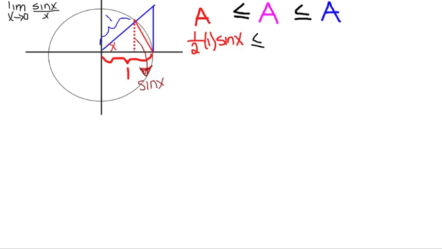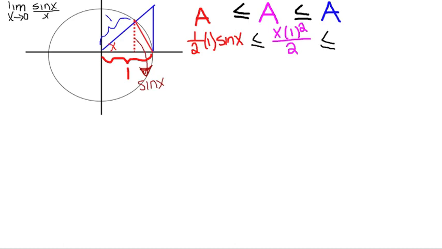So now for the area of the pink piece of the circle, the area of a sector of a circle is the angle times the radius squared over 2. So for this piece of the circle, we have x times 1 squared all over 2.